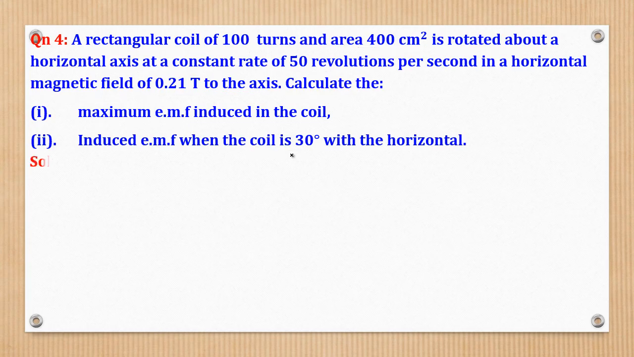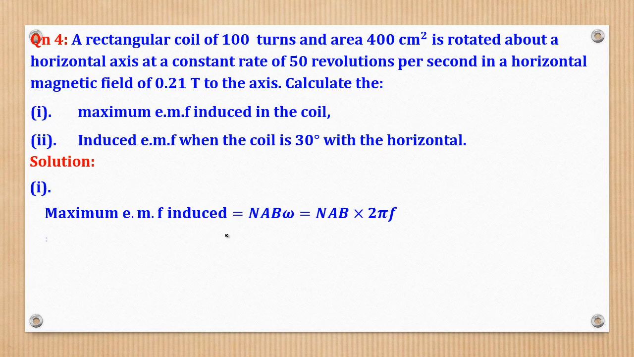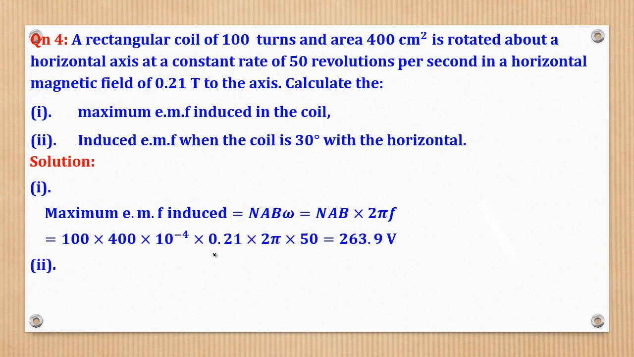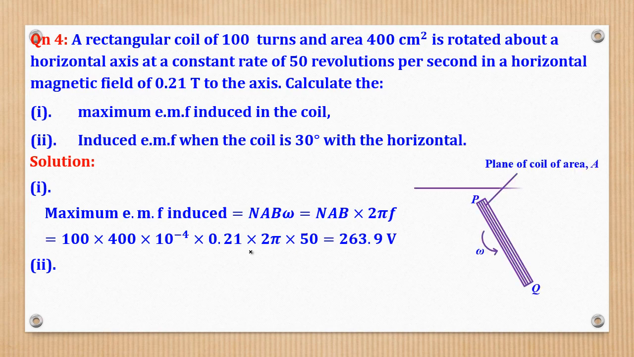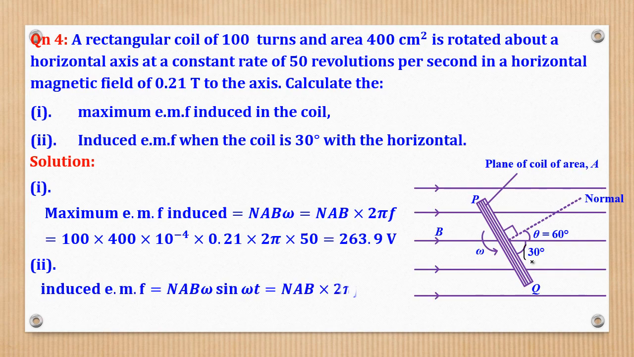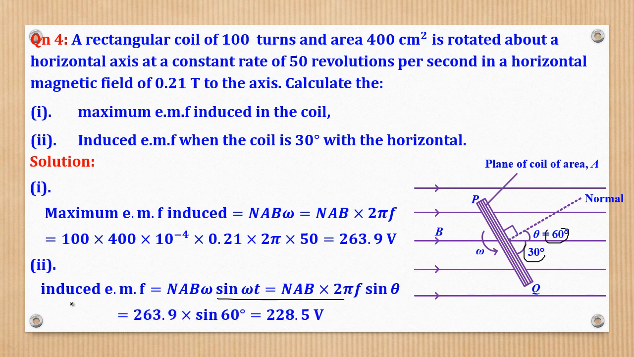So still the same story. Maximum is NABω, which is that. Then for (ii), it is the same thing. 30 here, there will be 60, to give you that. And that's what they wanted.